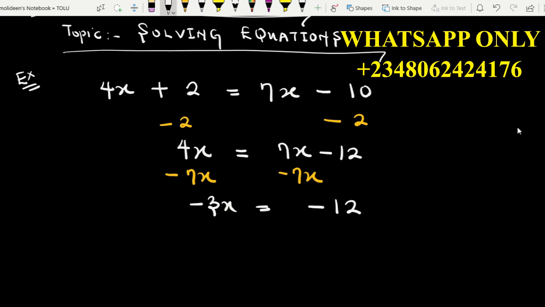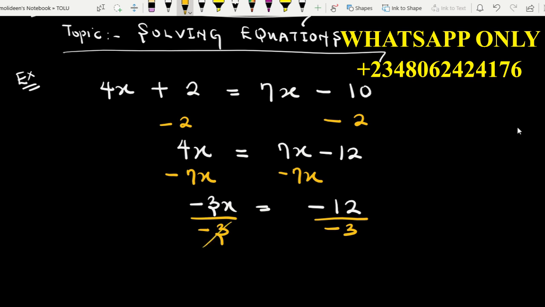Okay, so the next step is to get rid of this negative 3. So this is like negative 3 times x. The inverse of times negative 3 is divided by negative 3. So we're going to divide both sides by negative 3. Why am I dividing both sides by negative 3? The reason is because this is x times negative 3. The inverse of times negative 3 is divided by negative 3. So we are dividing both sides by negative 3.